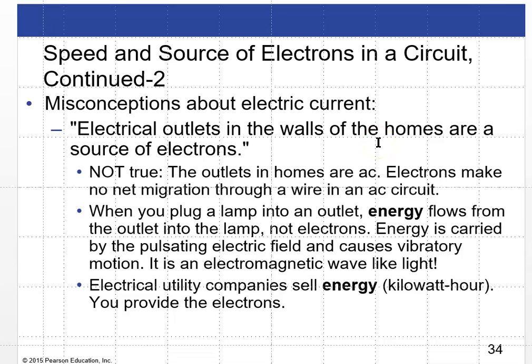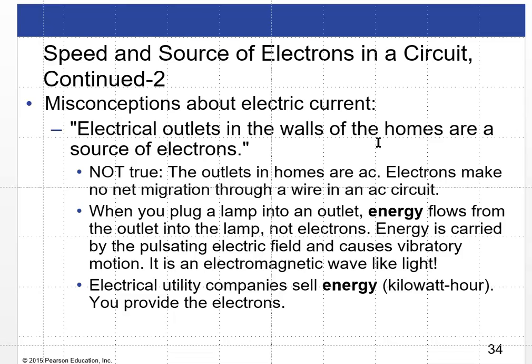So when you plug a lamp into an outlet, the energy flows from the outlet into the lamp, not the electrons. Energy is carried by the pulsating electric field as an electromagnetic wave inside the wire. This causes vibratory motion, and this is the electromagnetic wave, just like light. It's just an extremely low frequency, long wavelength wave. We'll talk more about that later.